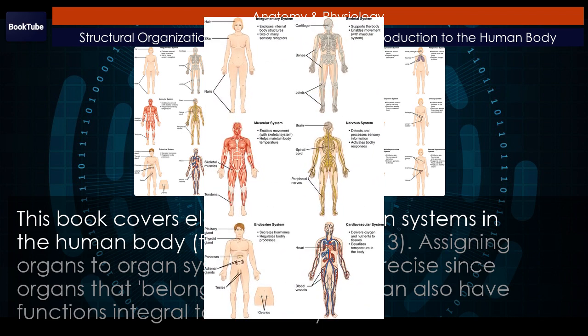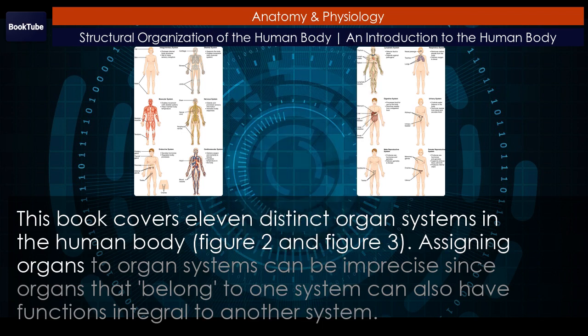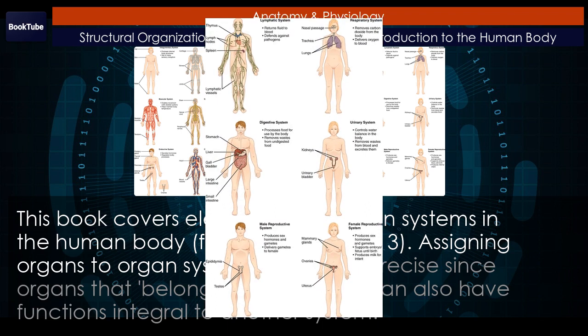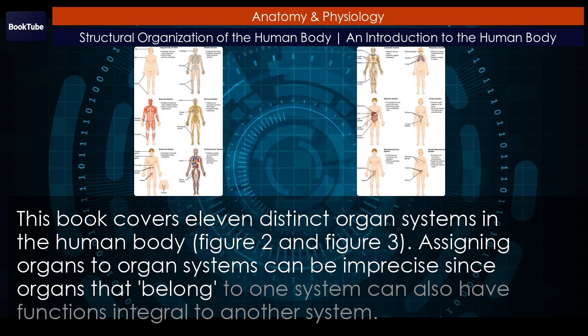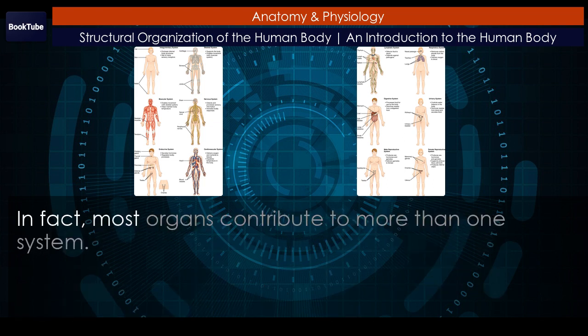Figure 2 and Figure 3. Assigning organs to organ systems can be imprecise, since organs that belong to one system can also have functions integral to another system. In fact, most organs contribute to more than one system.